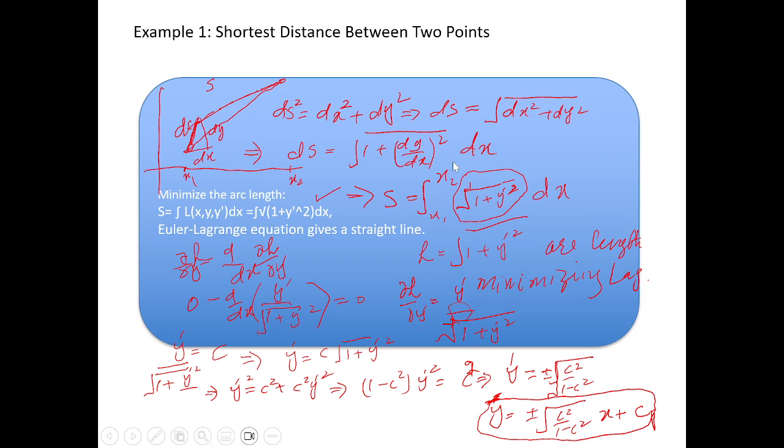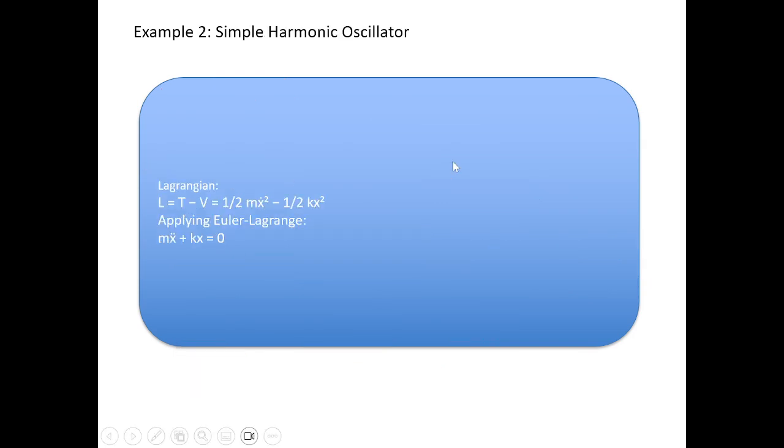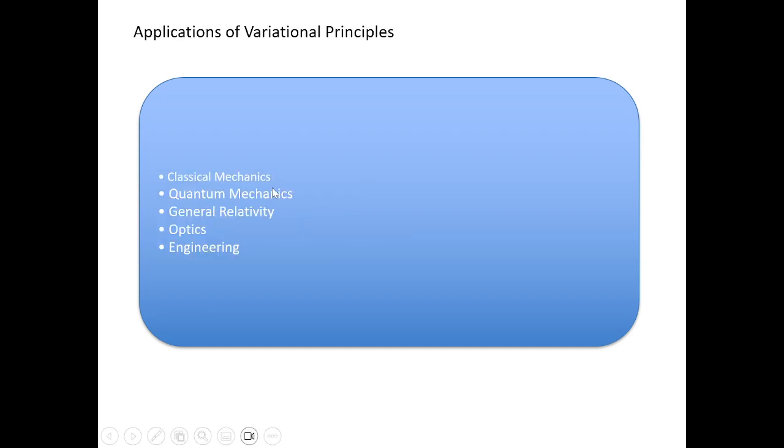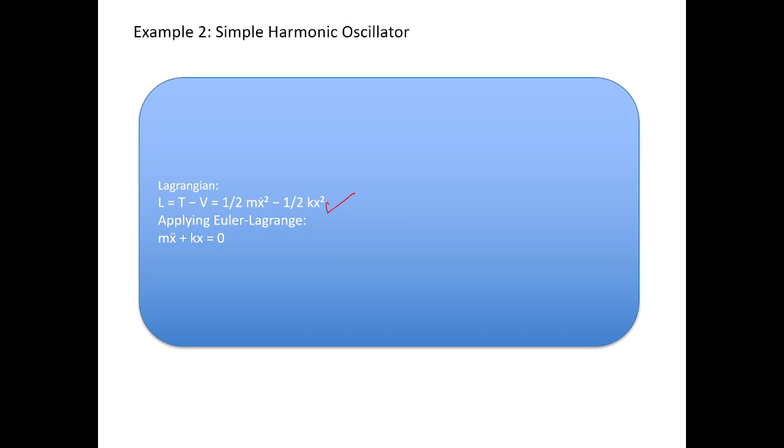Okay. Second example. Okay, what is this Lagrangian? You see, this is kinetic energy and this is potential energy. This Lagrangian is in fact kinetic energy minus potential energy. So this is kinetic energy, we know it, 1 over 2 mv square, and 1 over 2 kx square. So this is the potential energy for the spring and mass system.